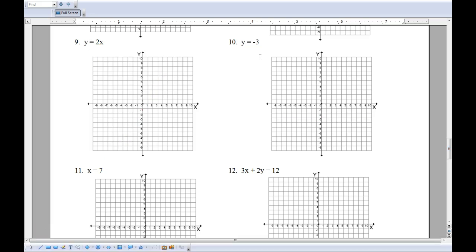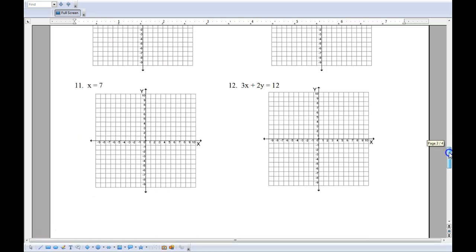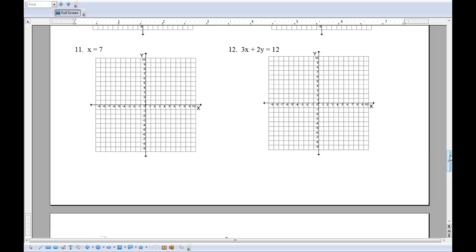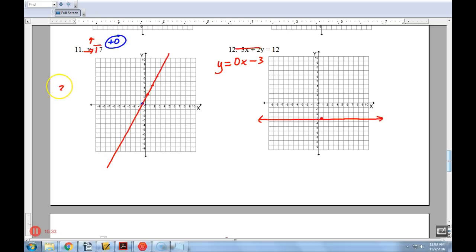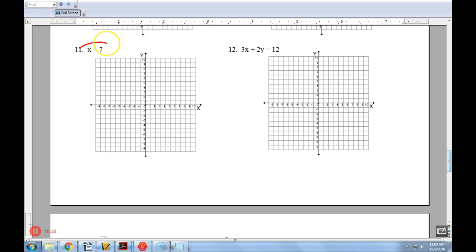Number 11 and 12. 11 is kind of another, not a trick question, but kind of a freak case where you're missing the y. So this is the opposite. You cross the x-axis at 7. Notice that it cannot be expressed in y equals form. There is no y. So when you cannot write it in y equals form, that means that your slope was undefined. So all vertical lines have an undefined slope.